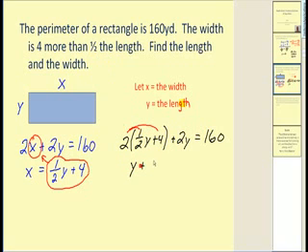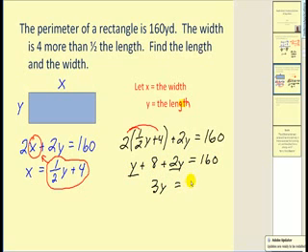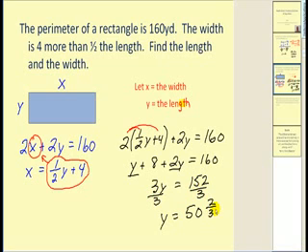We'd have y plus 8 plus 2y equal to 160. So we'll combine our like terms and then subtract 8. So that would give us 3y. If we subtract 8 from both sides, that would leave us with 152. Dividing by 3, y would be equal to 50 2/3 yards. Now we're not done, we still have to find x.